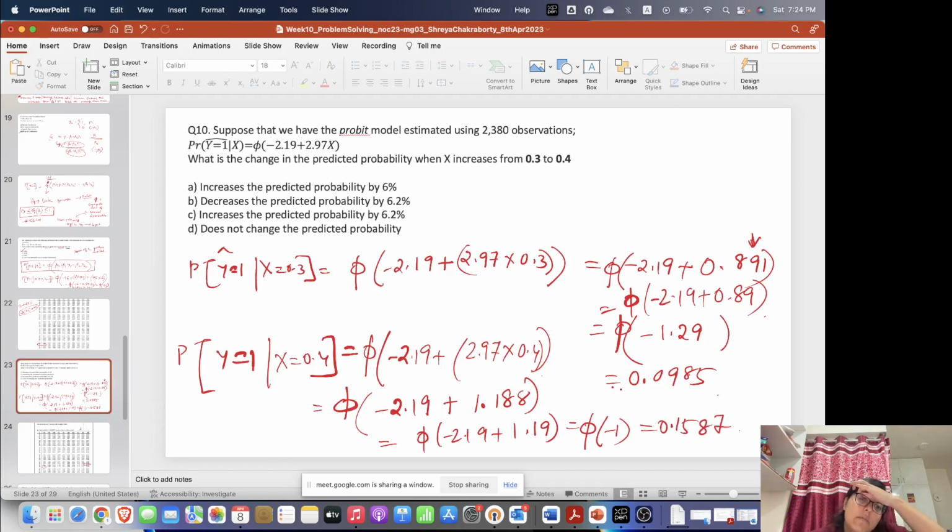Therefore, the increase in probability, so we are seeing from 0.09 it is increasing to 0.15. So there will be increase in predicted probability by how much percent? 0.1587 minus 0.0985, that is 0.0602, which is approximately 6.02%. Okay, so there will be an increase in probability by 6%.